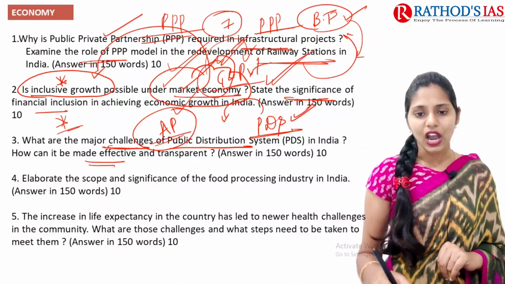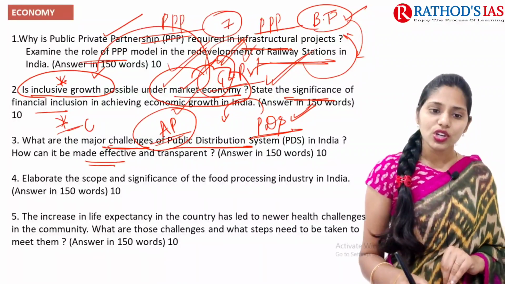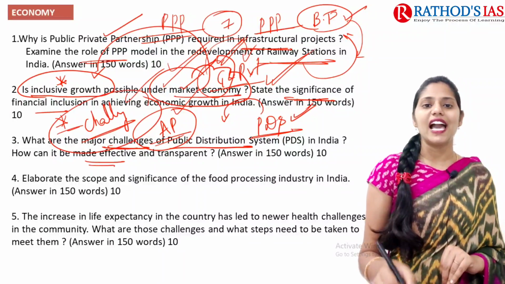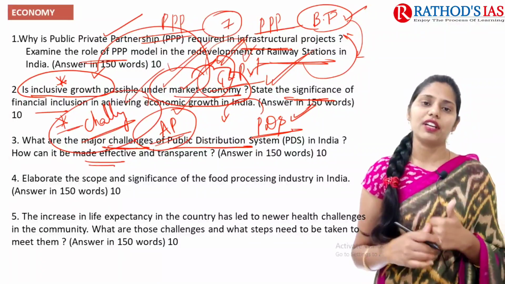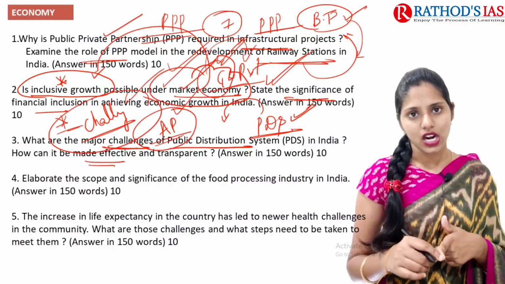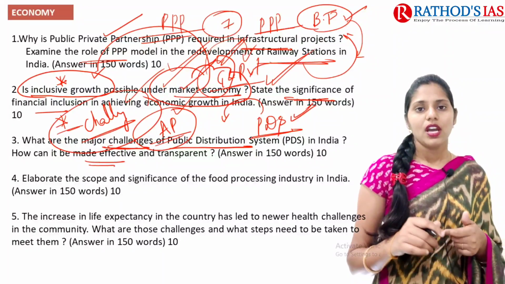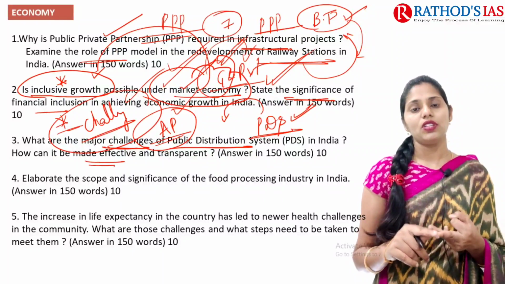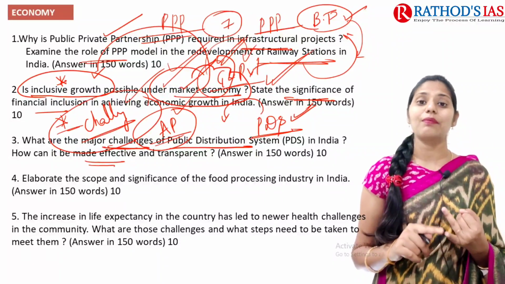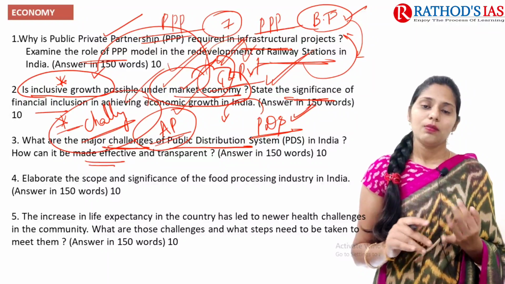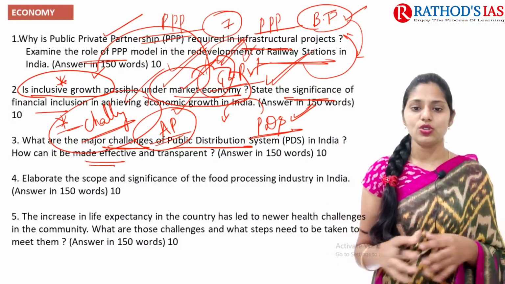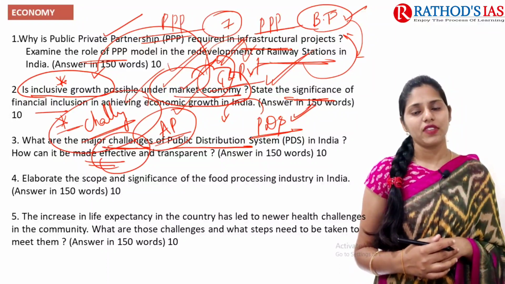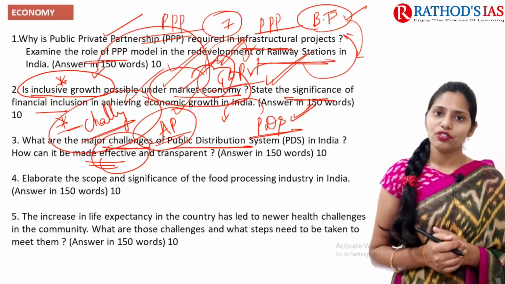So if you want to write about how we can make it effective, you need to write about the challenges that we are facing. Yes, there is a lot of corruption, bogus ration cards. And we can see there is red tapeism, and even diversion of food grains, black marketing, hoarding, everything is happening here. So you can write all those things, and you can write the way forward. So this is the structure of your answer.